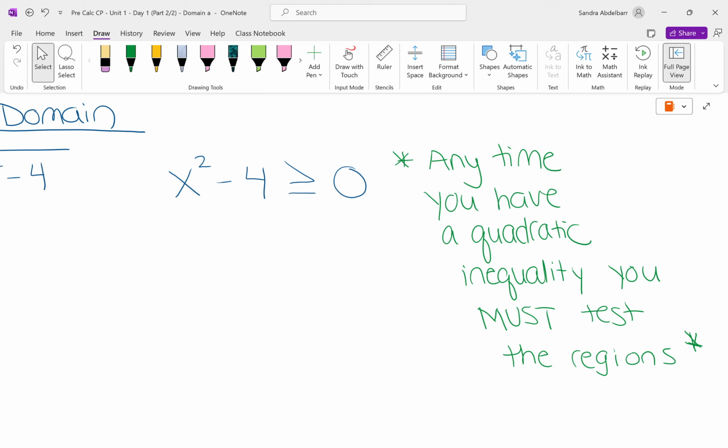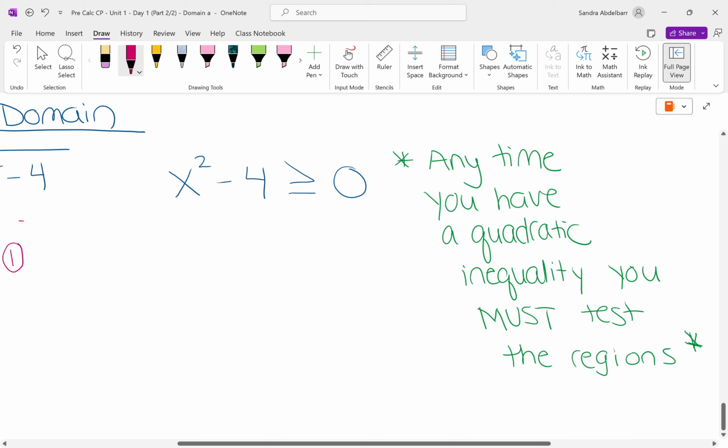Just to break down what this means. A quadratic means x squared, right? Anytime you call something a quadratic, it means there's an x squared. Inequality means the crocodile mouth. So anytime you have an x squared and the crocodile mouth, there's a certain process we need to follow, and ultimately we're going to have to test certain regions. Your first step, step 1, factor the quadratic.